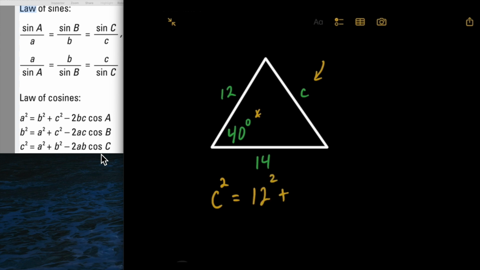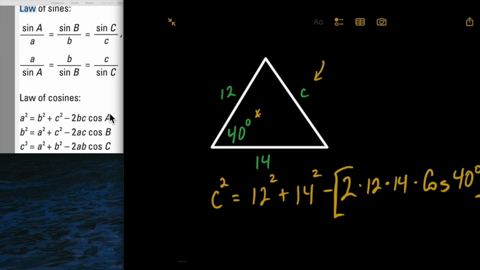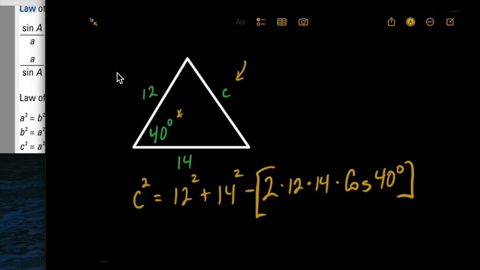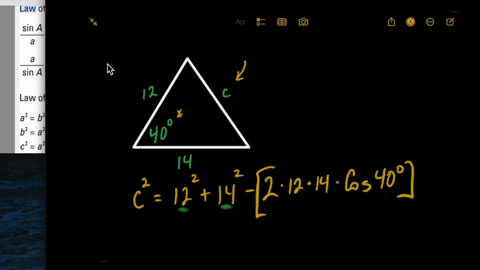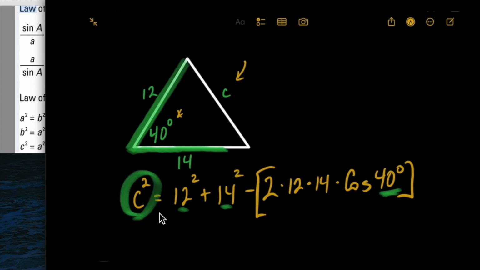c squared equals 12 squared plus 14 squared minus 2 times 12 times 14 times cosine of 40 degrees. And when you set this up, what I want to emphasize is that these a and b values are what form the angle in question. So if you keep that straight, you will never get confused. The a and the b form the angle in question, and then this side is going to be opposite to that angle in question.